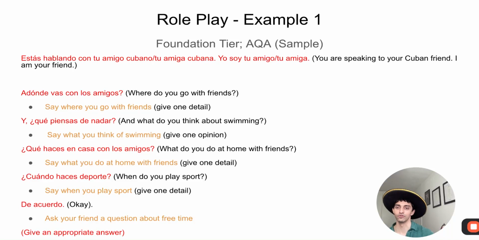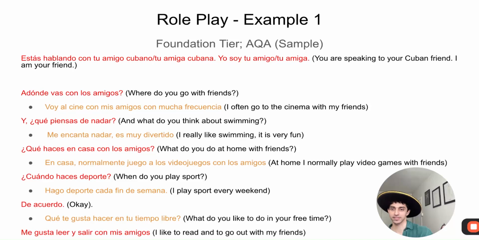You'll see that I've written out everything the examiner would say in red, including the situation itself, which is given at the top. It says you're speaking to your Cuban friend and I'm your friend. And everything that would be written out on the candidate's roleplay card, or the student's roleplay card, is given in between in orange. And I've translated everything, of course, into English as well. So I'll give you a little bit of time to read over this. And then I'll show you exactly what I would say for each one of these prompts if I were the candidate doing this roleplay.